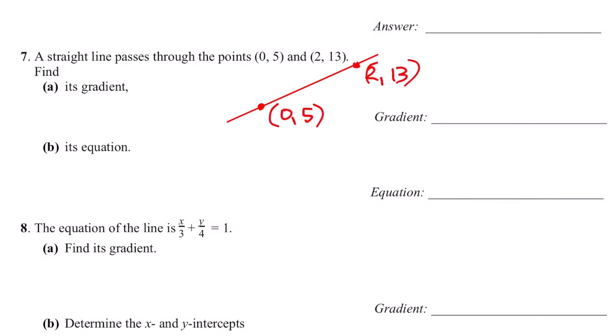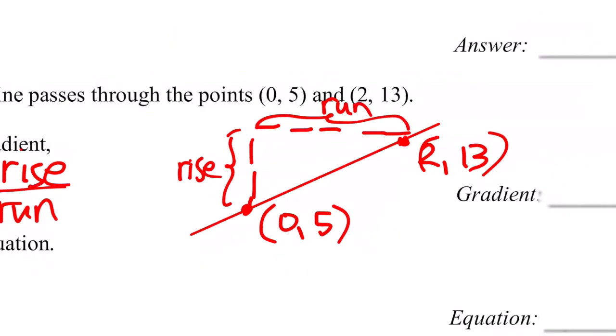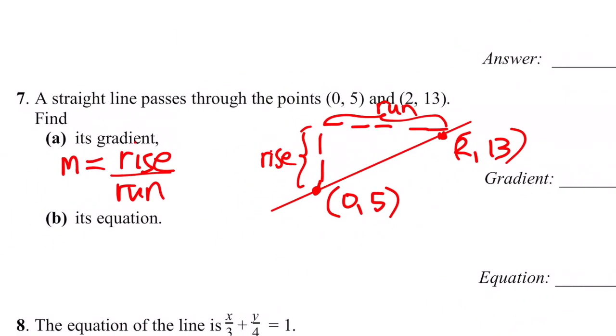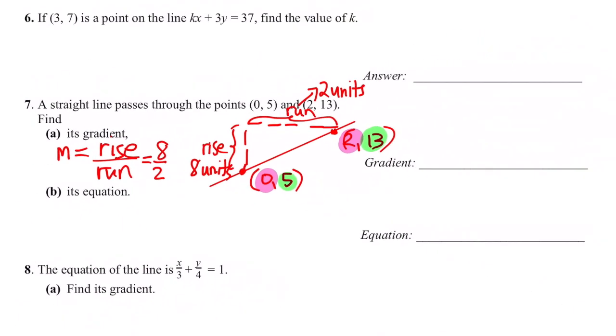To find the gradient of the line is to find how many rise units over run units from this point to the other point. When you say rise units, this refers to the vertical difference of the points, hence, involves the y values. On the other hand, run units refer to horizontal distance of the two points, hence involving the x values. In this case, the vertical difference from 5 to 13 is 8 units, while the horizontal difference from 0 to 2 is 2 units. Hence, the gradient of this line is 8 over 2 or m equals 4.